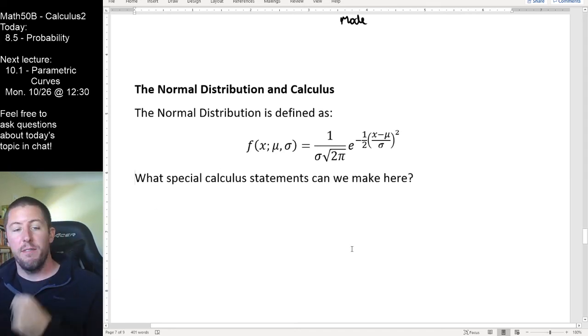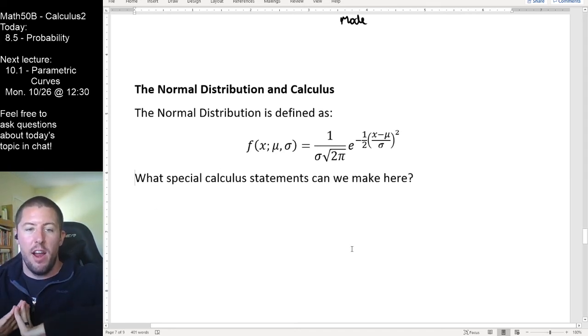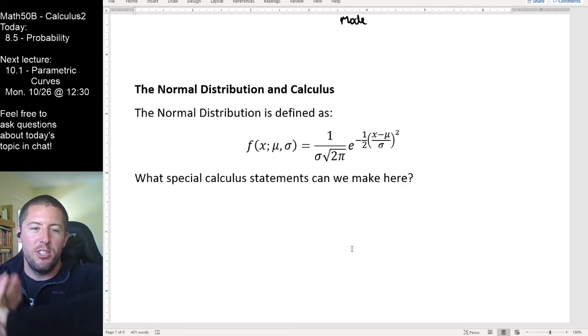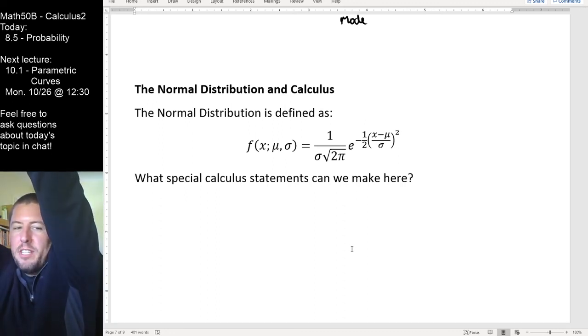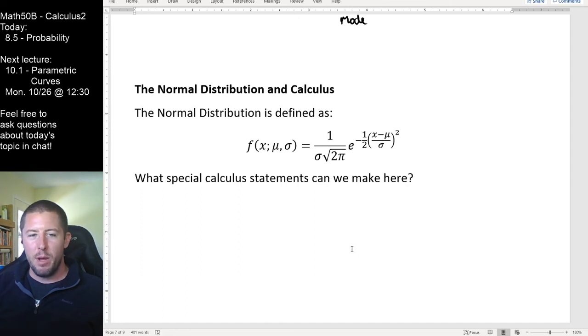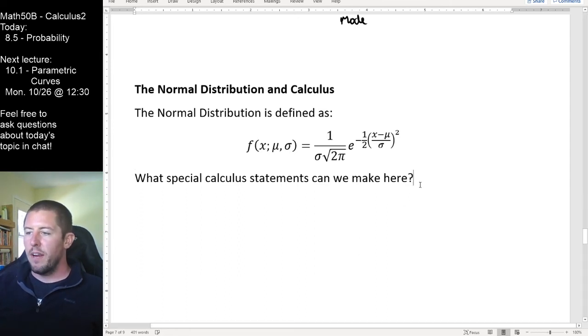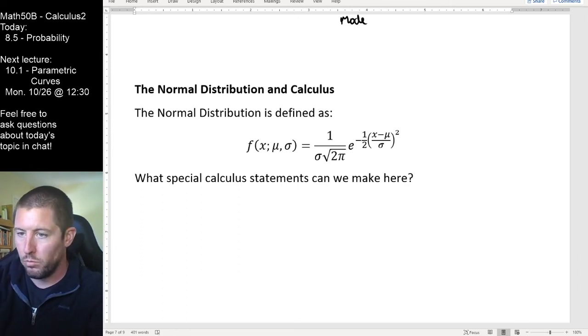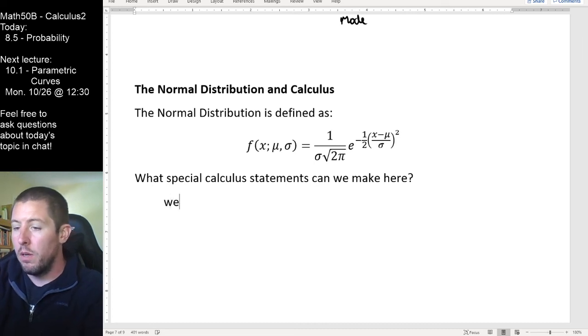The normal distribution is defined by this horrendous looking function here. I know I've brought this up multiple times this semester, so let's just state a couple quick things about the normal distribution and why we care about still talking about calculus related to this. There are 3 different calculus statements that I want to make here. One, we cannot integrate this function.